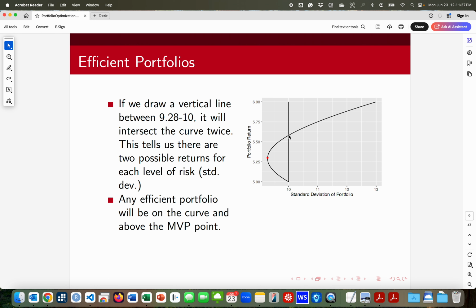So this point right here where these two lines intersect, they have a standard deviation of 10%. But up here, I'm getting a return that's greater than 5.5%. Down here, I'm getting a return of 5%. So why would I invest and get a lower return if I'm not getting any benefits of risk reduction? So this red dot right here represents the lower bound on our efficient frontier. So this minimum variance portfolio should be the worst you ever do in terms of risk return trade-off.